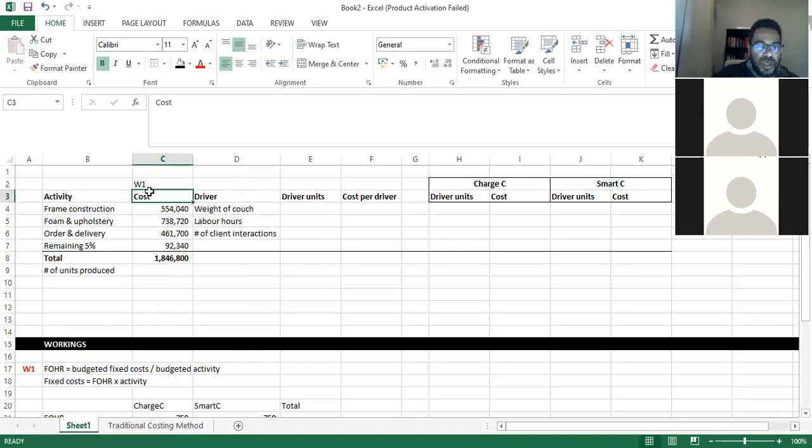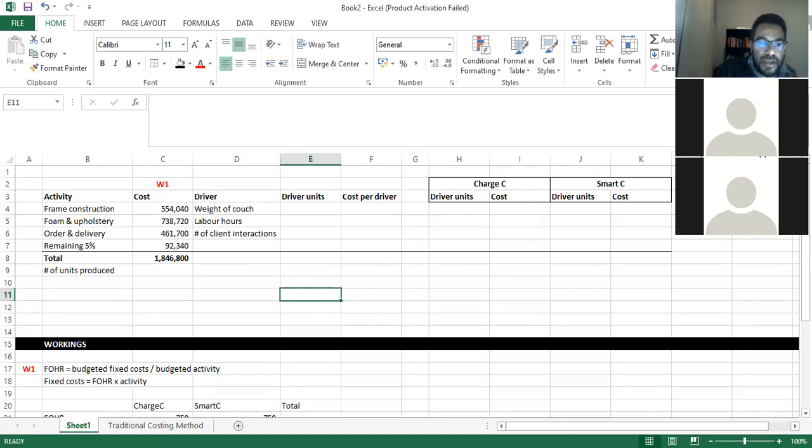So that is working 1. Okay, so there we have that part. Now we must get the driver units and the cost per driver. Once we get the driver units, we will then work out the cost per driver. Okay, so let's have a look at the weight of each couch.